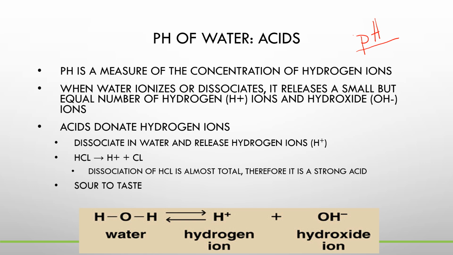And what pH is a measure of is the amount of hydrogen ions in a solution. And again, since all solutions in living things are water-based, it's the number of hydrogen ions in water. A hydrogen ion is a hydrogen atom that has had the electron removed, so it has a positive charge.